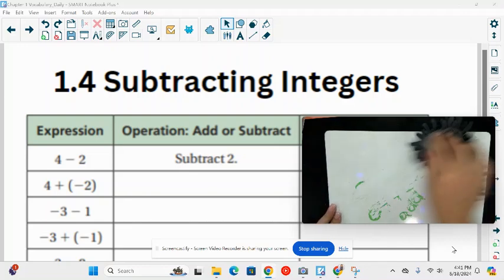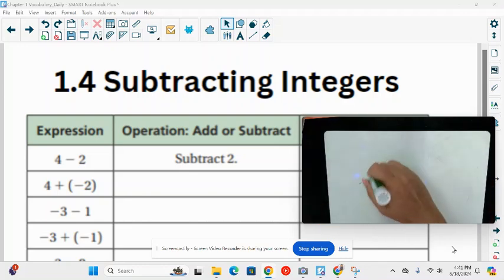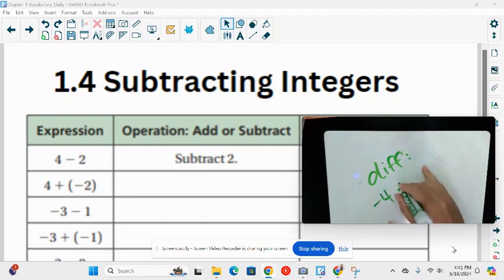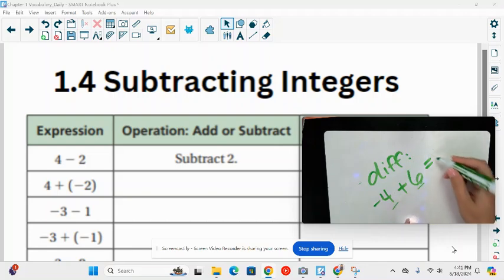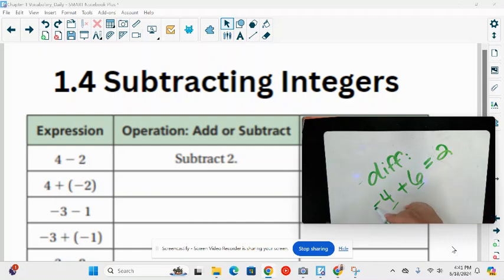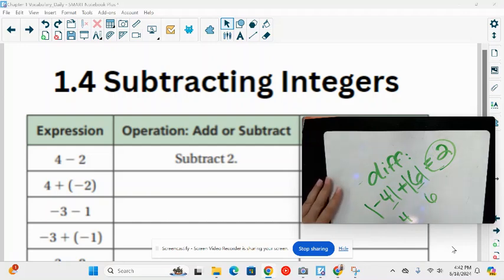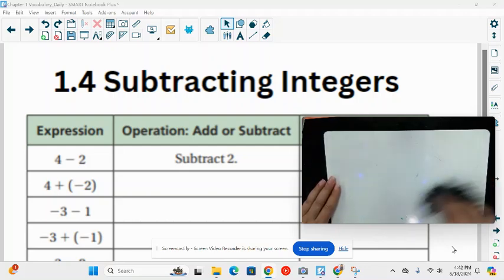Now, if my signs are different, so let's say I have -4 plus +6, then I'm going to end up subtracting the two. So I would do 6 minus 4 is 2, and keep the sign of the larger absolute value. The absolute value of -4 is 4, and the absolute value of 6 is 6. So 6 had the greatest absolute value, and it was positive, so my answer is going to be positive. We need to keep those in mind when we're subtracting.